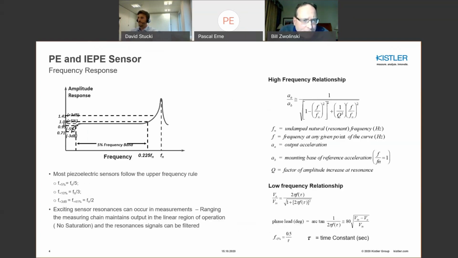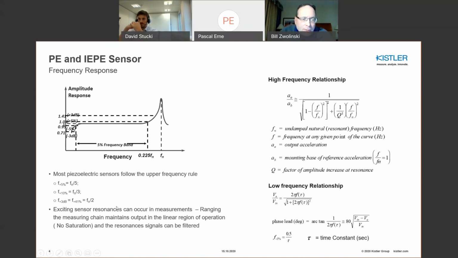The frequency response of a piezoelectric sensor is often characterized as a lightly damped second-order system, which you see here on the high frequency side. On the low frequency side, it's typically characterized as a single pole high-pass filter. Some of the rules that are useful when developing fixtures and measurement systems is trying to understand exactly what the usable frequency range is relative to a piezoelectric instrument.